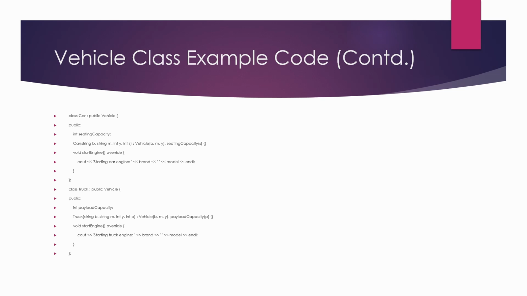Now we move on to the derived classes. The Car and Truck classes inherit from Vehicle. Each class has its own specific implementation of the startEngine method. In the case of the Truck class, the engine start message might be different from that of the Car class, reflecting their unique characteristics.